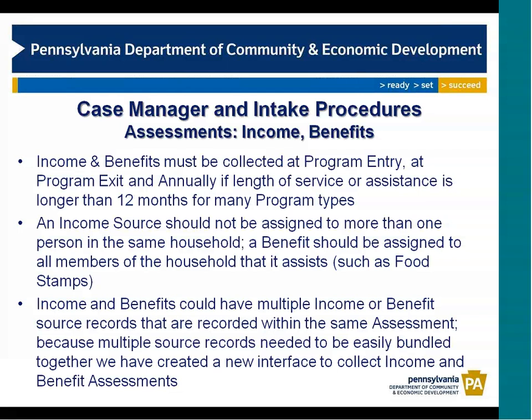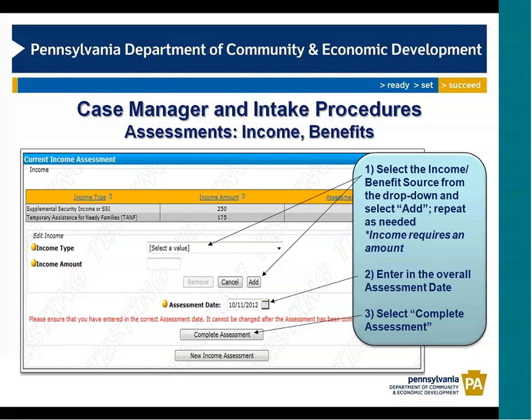Because people could be receiving multiple benefits, as well as multiple income sources, we need to create a little bit of a different interface to collect this information to easily bundle multiple records together in a single assessment. We think it's fairly intuitive. It may take a time or two to get used to it. But basically, income and benefits are exactly the same, so once you learn one, you'll get the other. The only difference is that income, of course, requires an income amount to be entered for those actual financial sources.